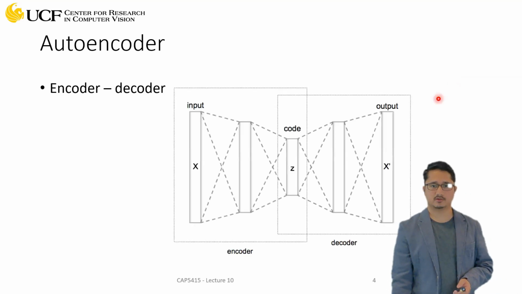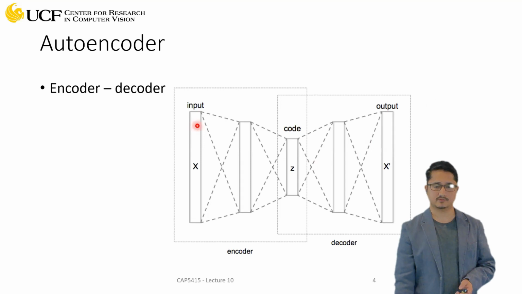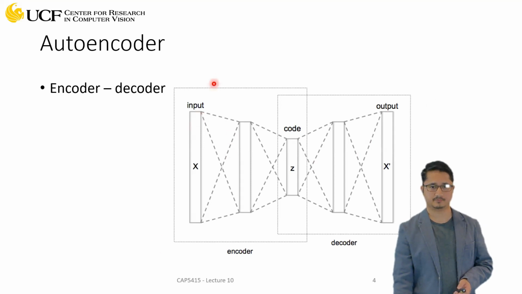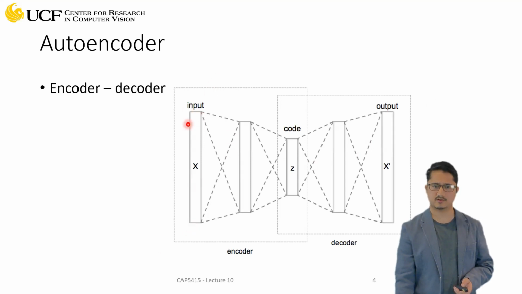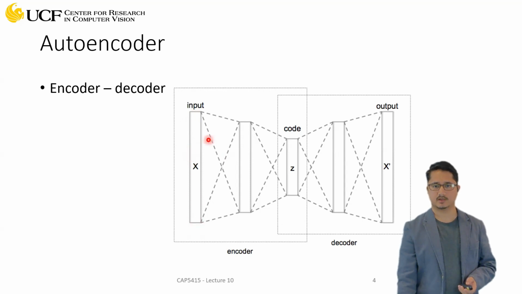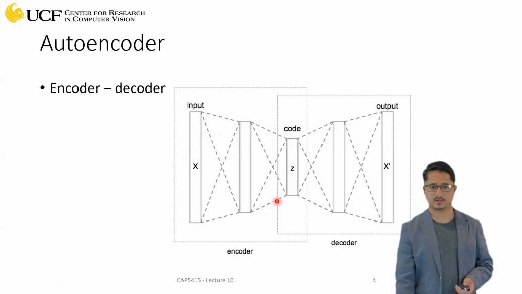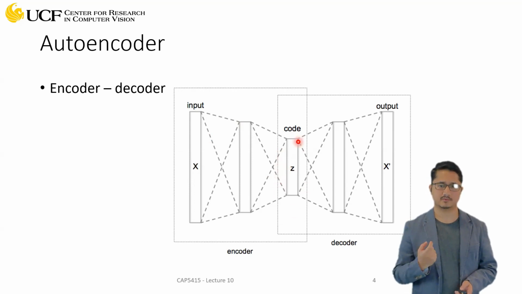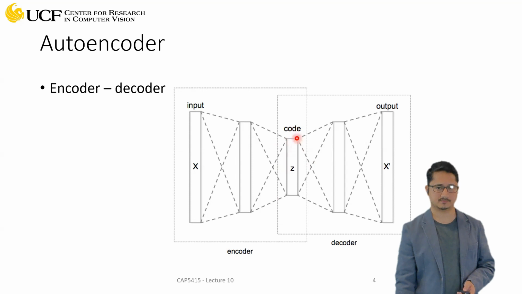So the basic structure looks something like this. You have this input data. In this case, it could be some feature vector, it could be images, it could be a video, and you have your encoder head, which takes this as input and tries to compress that input to a very small dimensionality space. Okay, so that's called the code.